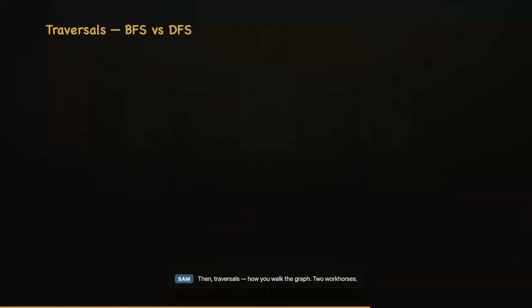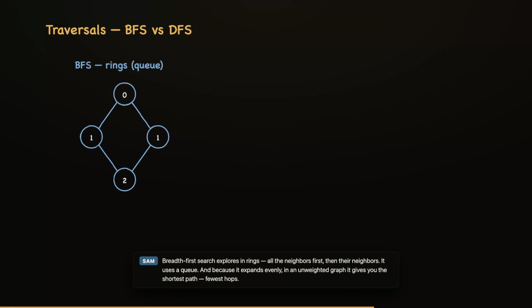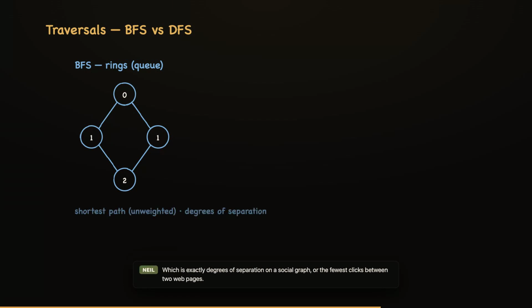Then, traversals, how you walk the graph, two workhorses. Breadth first search explores in rings, all the neighbors first, then their neighbors. It uses a queue, and because it expands evenly, in an unweighted graph it gives you the shortest path, fewest hops. Which is exactly degrees of separation on a social graph, or the fewest clicks between two web pages.